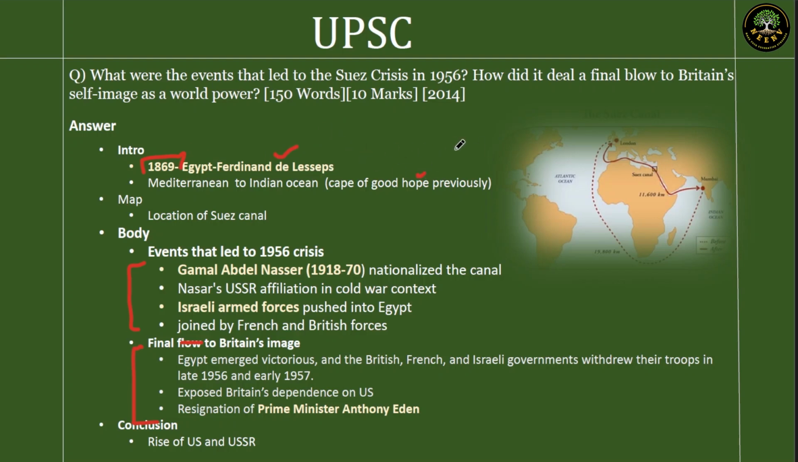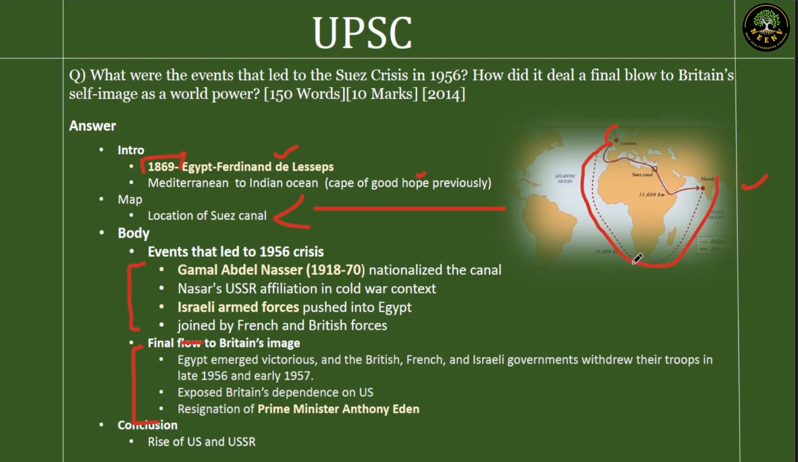Now, what is the relevance of the Suez Canal? It's an extremely important strategic location. You can understand that with the map. I would recommend drawing this map in the answer. See this from Europe. This is Europe. To reach the Indian subcontinent, you have to go all the way through this route, through the Cape of Good Hope, which is located in South Africa.